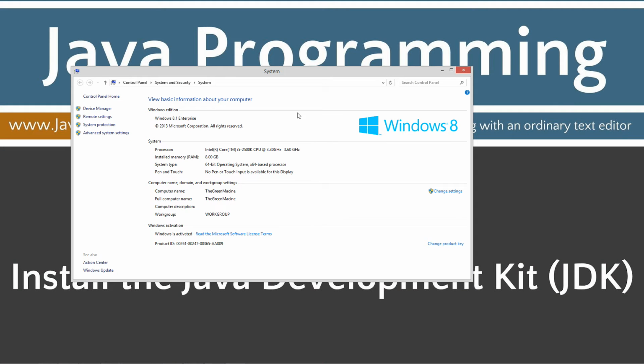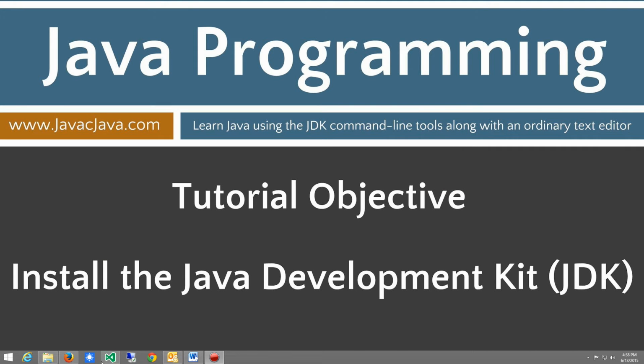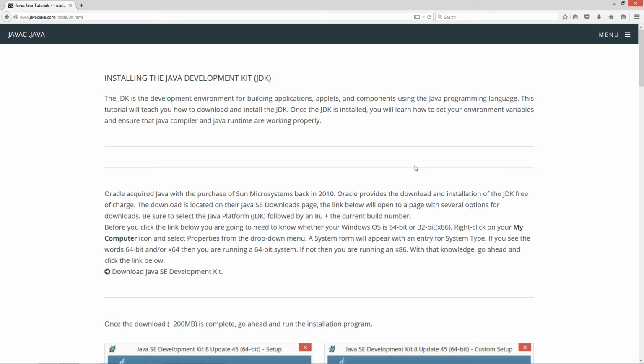So that'll open up our System Properties window. And in the center of the window here, we've got System Type. I see 64-bit operating system, x64-based processor. And if you don't see anything 64, you're running x86. So armed with that knowledge, we'll switch back to the web browser here.